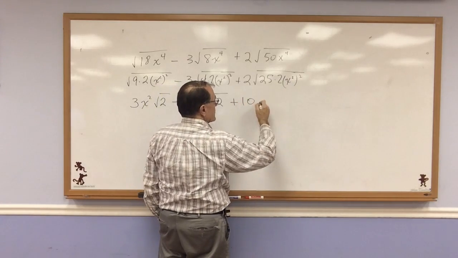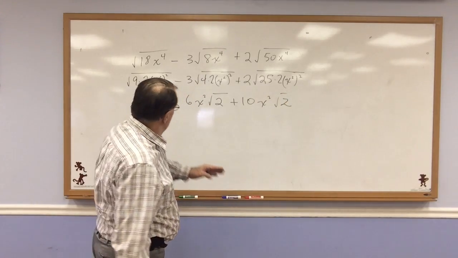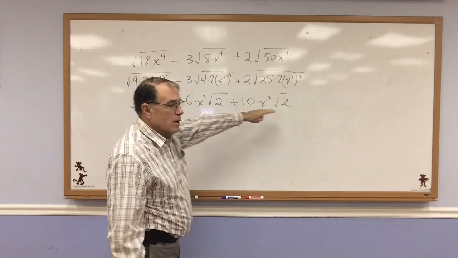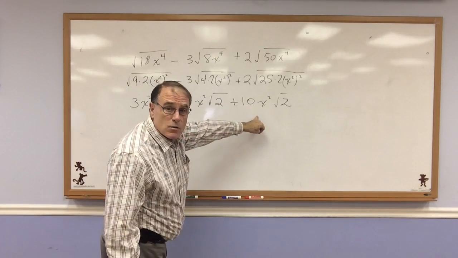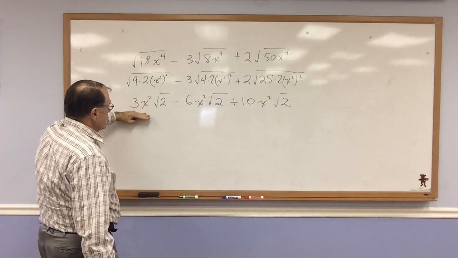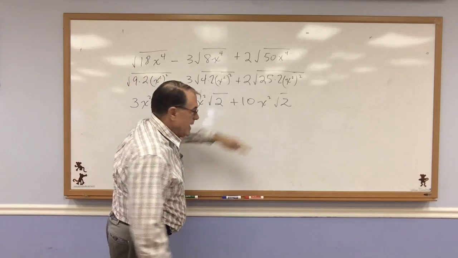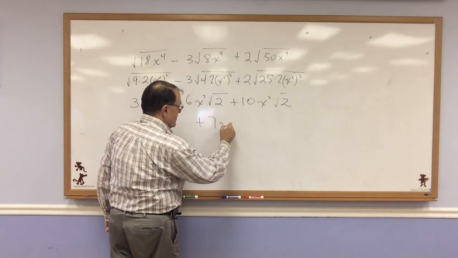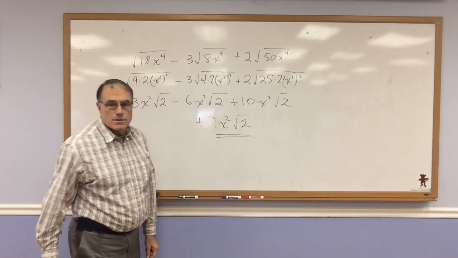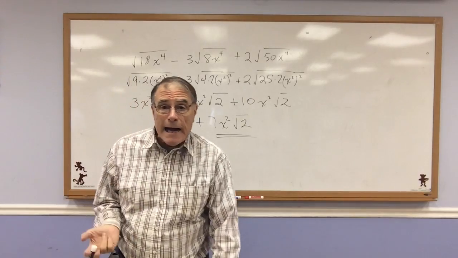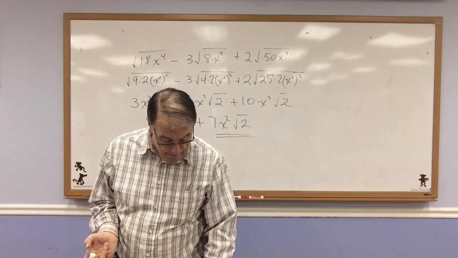Root x squared squared is x squared times root 2. So notice two things. All of my radicals are the same, root 2. Notice also the variables are the same, x squareds. So I've got 3 minus 6 would be negative 3 plus 10, giving me positive 7x squared root 2 as my final answer. So here's an example of adding radicals with variables in the radicand.